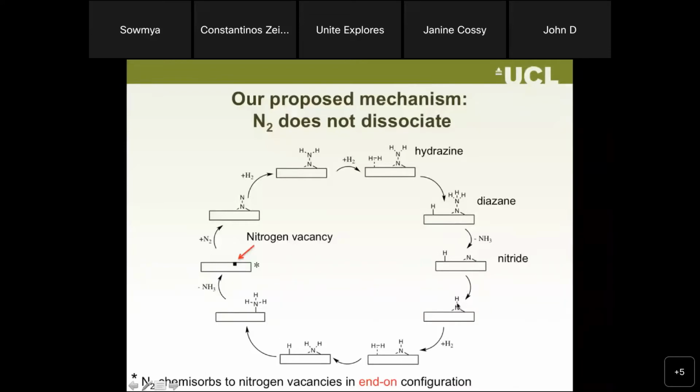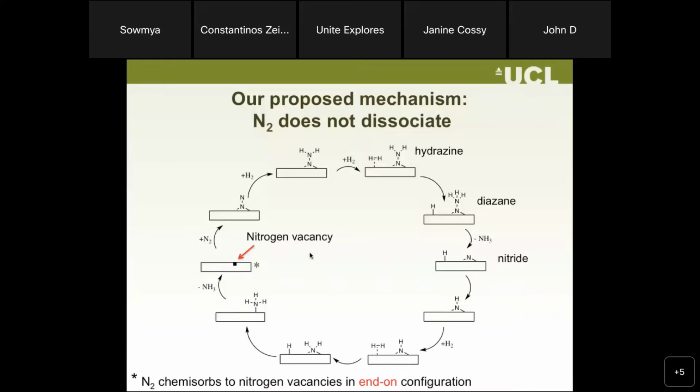The nitrogen then further hydrogenates to form NH, then NH2, and then NH3, and then the catalytic site is emptied again, and it's ready to take the next nitrogen molecule. So it's a full catalytic cycle. The idea was that the nitrogen does not dissociate, but it becomes hydrogenated, therefore weakening the nitrogen-nitrogen bond this way.